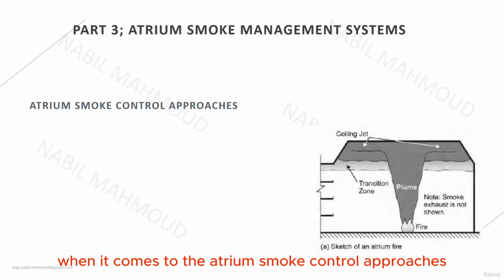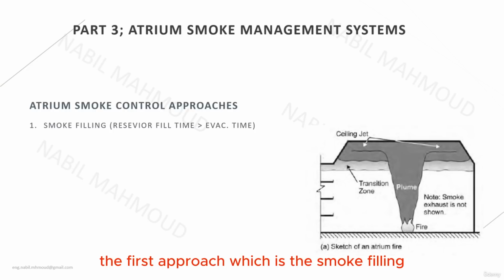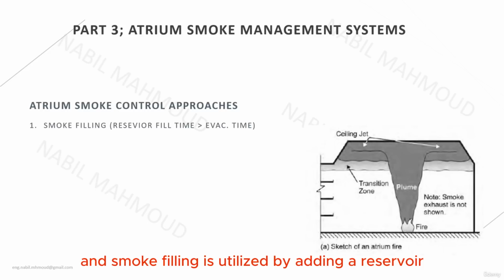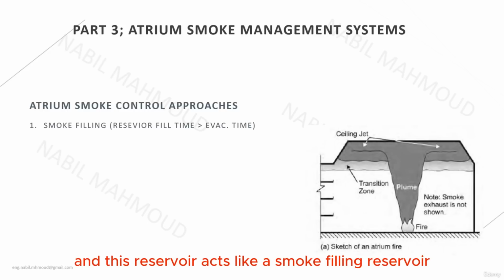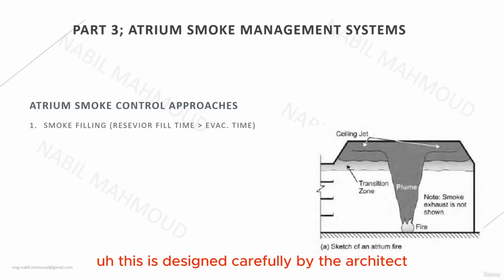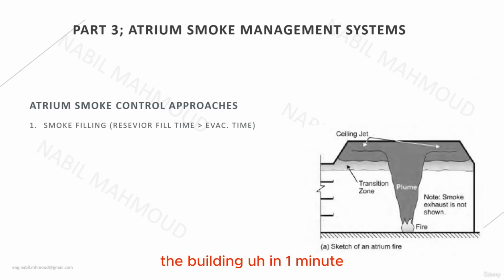When it comes to atrium smoke control, there are four commonly known approaches. The first approach is smoke filling, which is utilized by adding a reservoir above the atrium volume, and this reservoir acts as a smoke filling reservoir. This is designed carefully by the architect and the life safety engineer so that the reservoir filling time with smoke is more than the evacuation time. This means that if the occupants will evacuate the building in 1 minute, the reservoir filling time should be more than 1 minute, so that it allows the occupants to evacuate at least the top floors safely before this reservoir is filled with smoke.